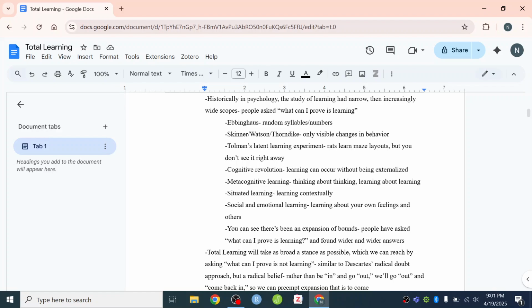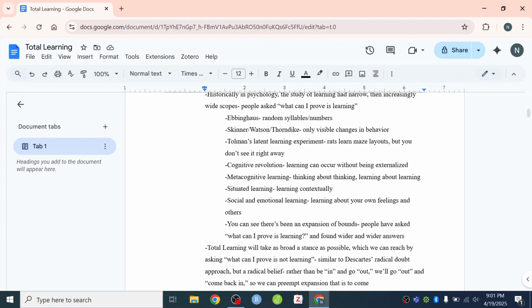Okay, that's the 101 history right there. So bringing it back, this has been the history leading up to the moment in which we find ourselves now. You can see there's been this historical expansion of the definition of learning. Well, total learning looks at this history and says, look, we're considering more and more different kinds of things to be learning. We're broadening our definition of learning, and we're broadening the evidence that we'll accept as legitimate proof of learning, signs of learning. Well, we're going to take as broad a stance as possible.